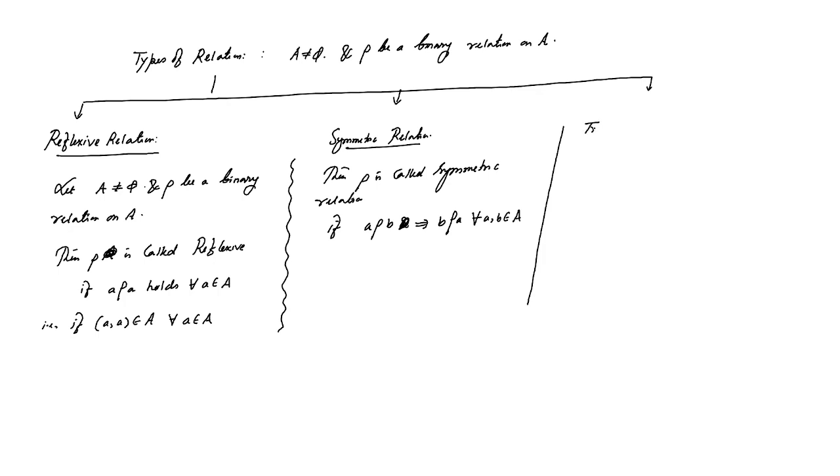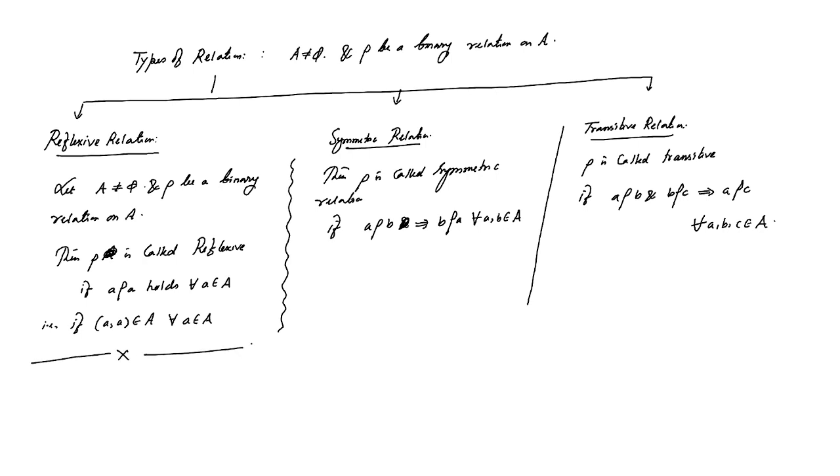And there is another relation. This is called transitive relation. So rho is called transitive if a rho b and b rho c implies a rho c for all a, b, c belongs to A. So this is the definition of transitive relation.